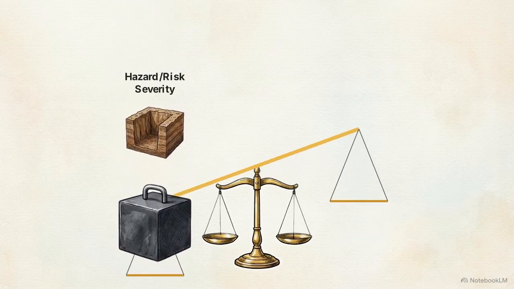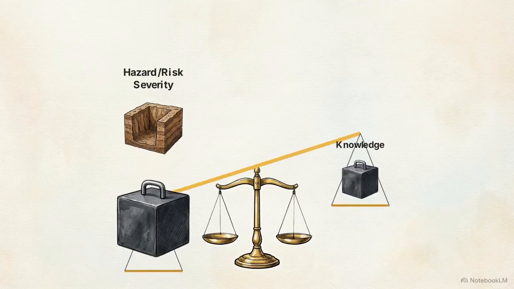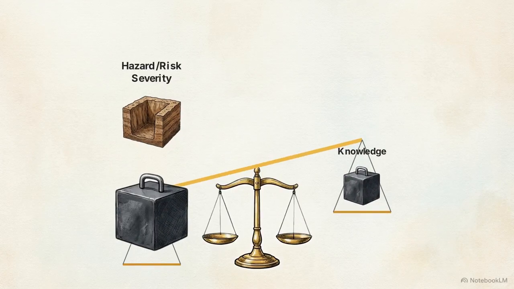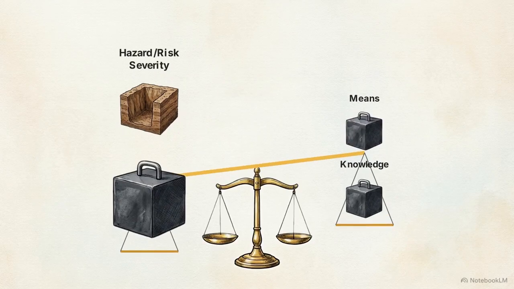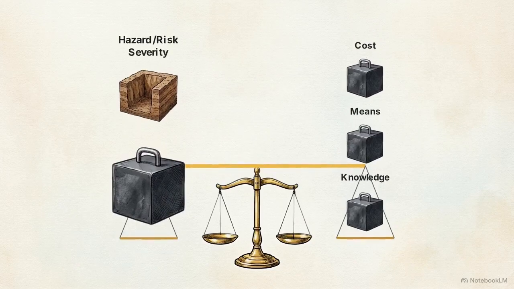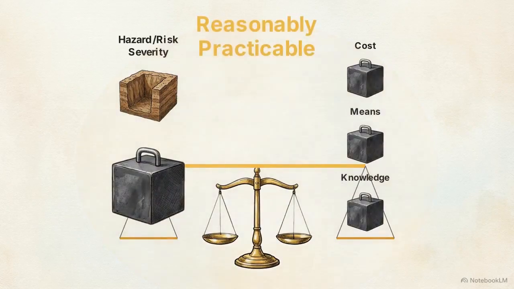On one side of the scale, you must accurately assess the sheer size and severity of the specific hazard. An unshored trench prone to collapse carries a significant weight in potential fatalities. On the other side are your mitigating factors. You have to prove what technical knowledge is available to solve the problem and secure the suitable physical means to execute that solution. The final mitigating factor is cost. The legal defense relies on justifying the financial expenditure of the mitigation relative to the tangible safety benefit it provides.